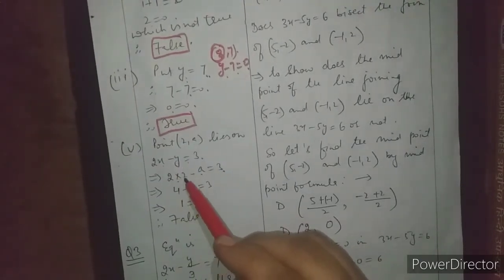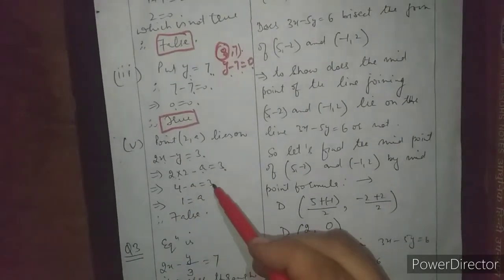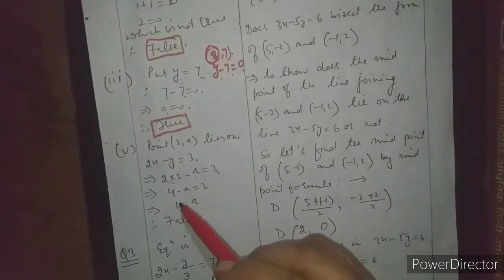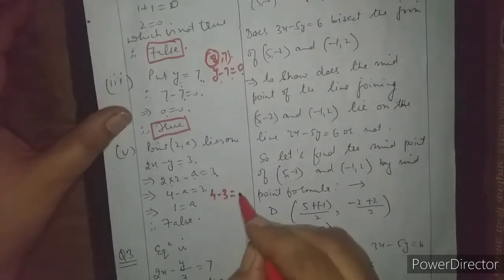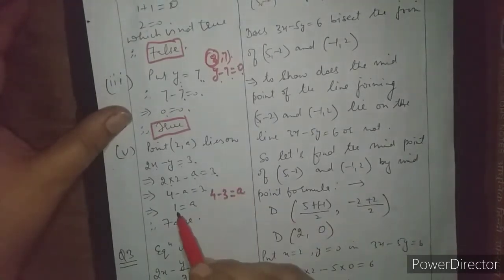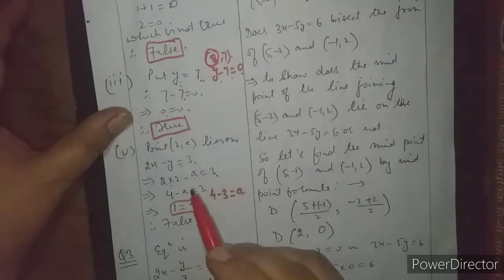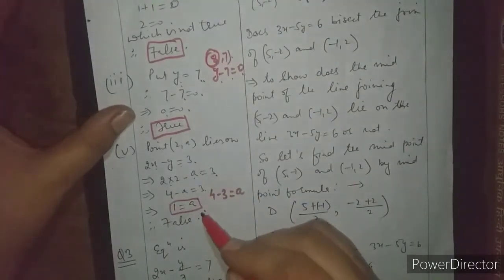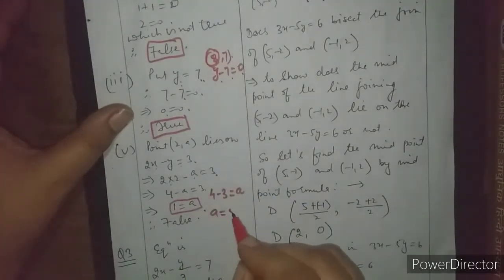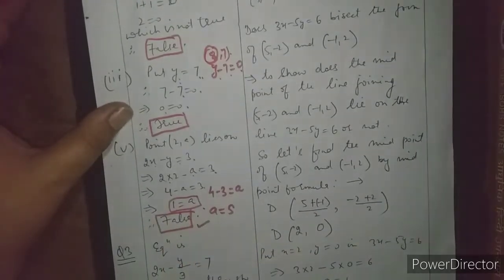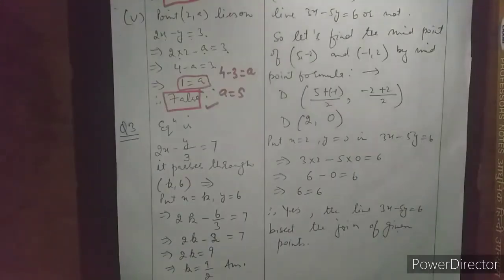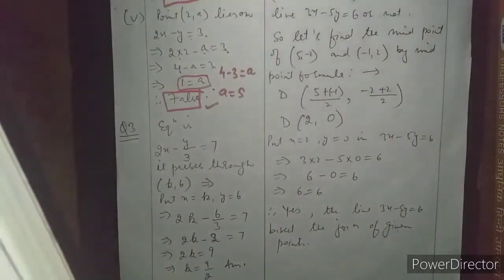At the time of putting, 2 twos are 4 minus a is equal to 3. So it becomes 4 minus 3 is equal to a, or a is equal to 1. Okay, our solution says a equal to 1, but the question was saying that a is equal to 5. It means the statement is false. Statement is false, right?